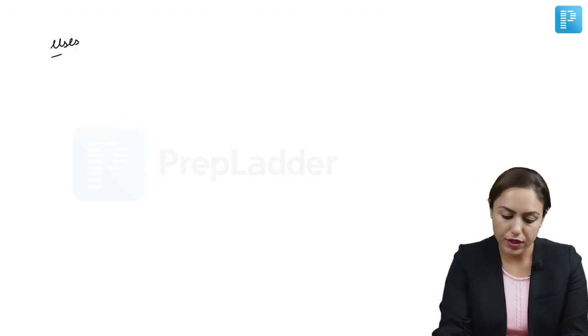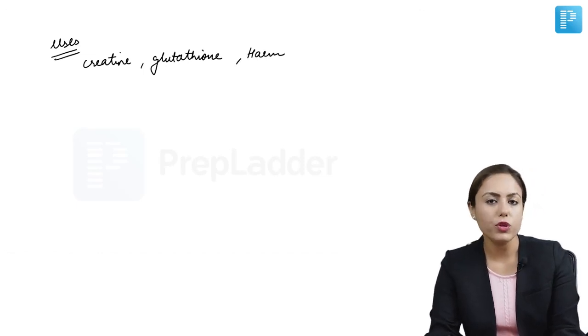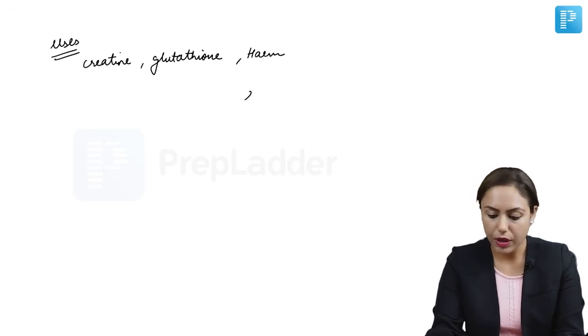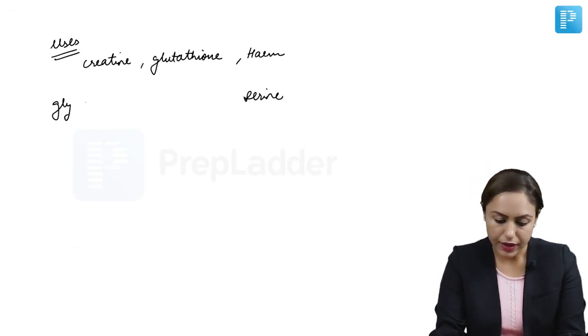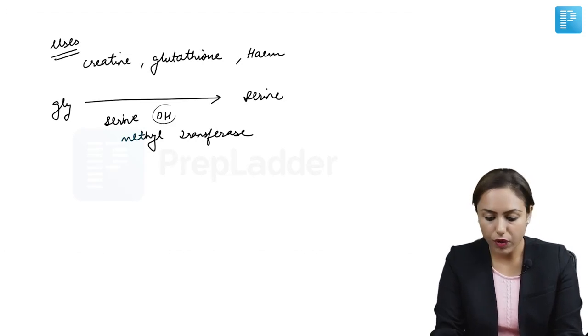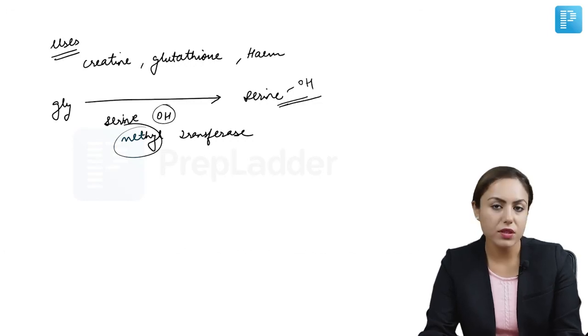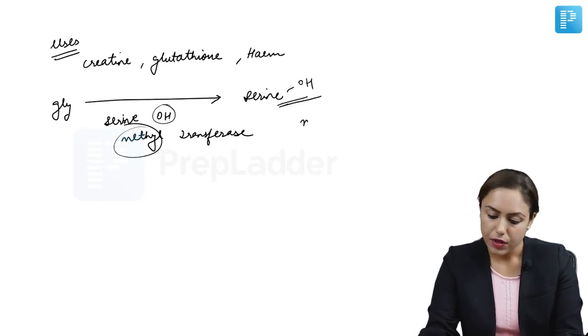And what are the uses of glycine? Glycine is used for the formation of creatine and creatinine. It is used in the formation of glutathione. It is used in the formation of heme, and it also makes the amino acid serine. So the glycine to serine enzyme is serine hydroxymethyl transferase, because there is transfer of hydroxy and methyl group. Serine is an OH-containing amino acid which can be formed from glycine, so it is also non-essential, right?